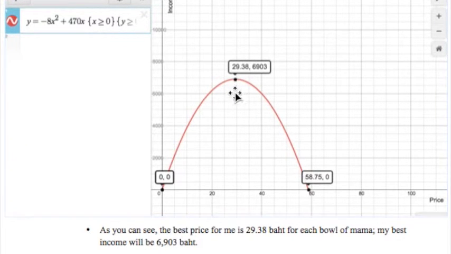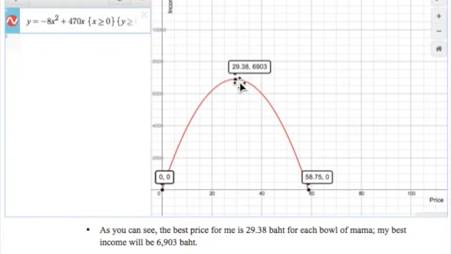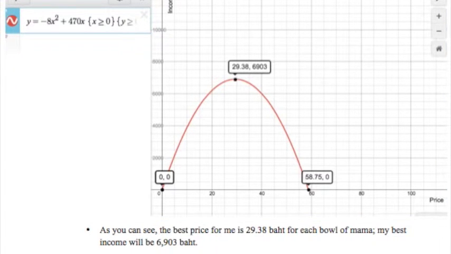and from this graph I am able to tell that this point right here, in the middle, is the best price for me to sell my mama. The 29.38 baht is how much I should sell each bowl of mama, and the 6,903 will be my best income. If I sell it for more than 29.38, you can see that my income is going to go down. And if I sell it for less than 29.38, I don't get any profit, and I also don't get any income.